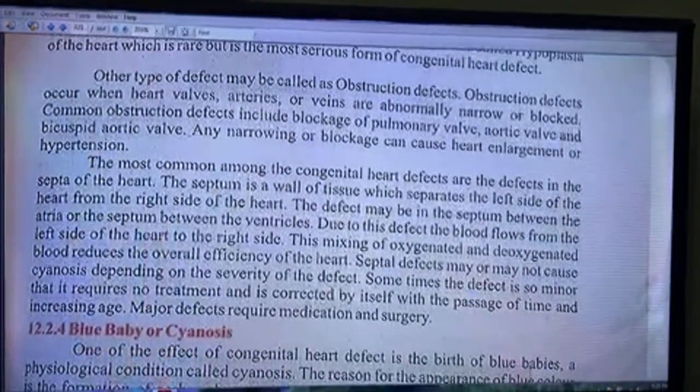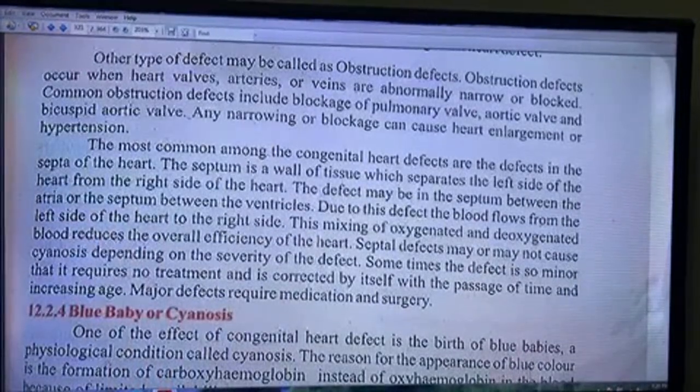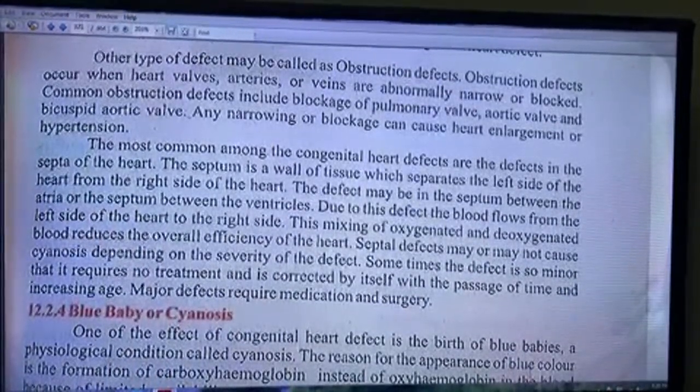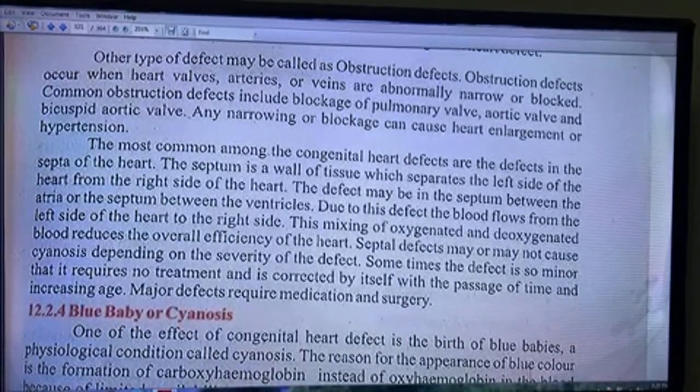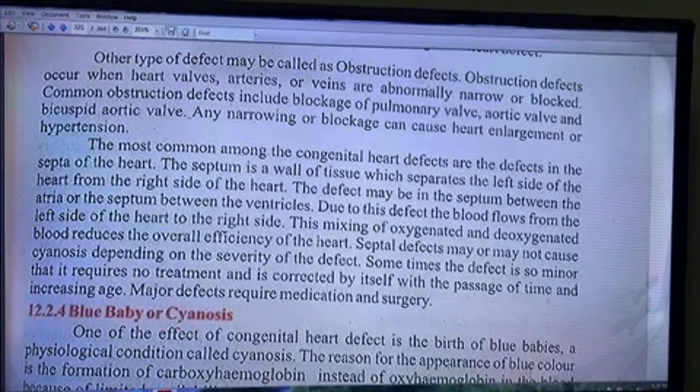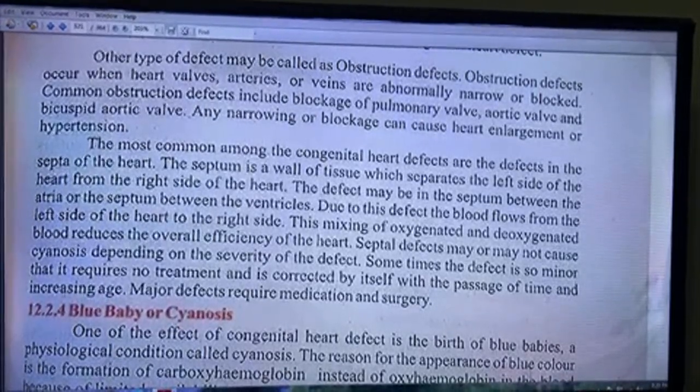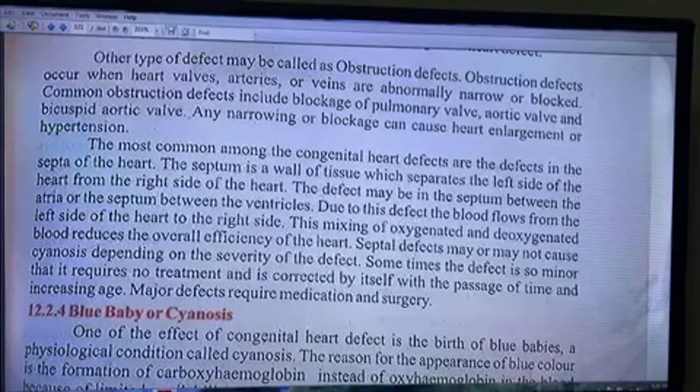Another type of defect is called an obstruction defect. Obstruction defects occur when heart valves, arteries, or veins are abnormally narrow or blocked. Common obstruction defects include blockage of the pulmonary valve, aortic valve, and bicuspid aortic valve. Any narrowing or blockage can cause heart enlargement or hypertension.